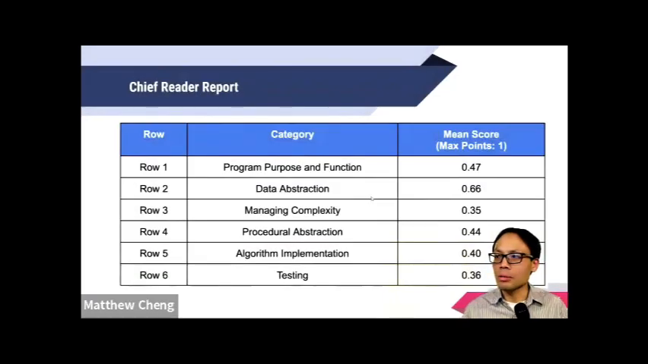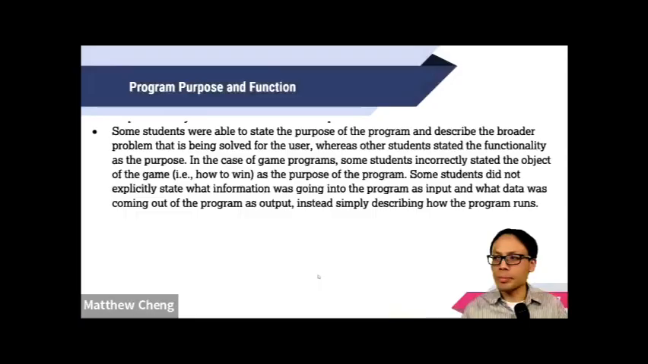All right, so if you break that down, the lowest ones are row 3, managing complexity, and row 6, testing. Those seem to be the hardest ones for students. All right, so from the Chief Reader Report, the Chief Reader wrote a summary of what they found in the reading.